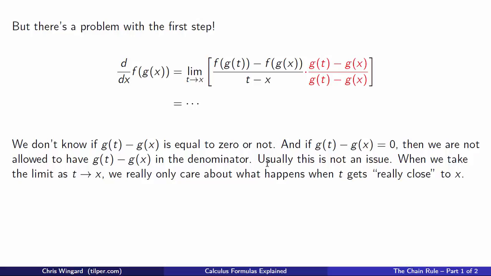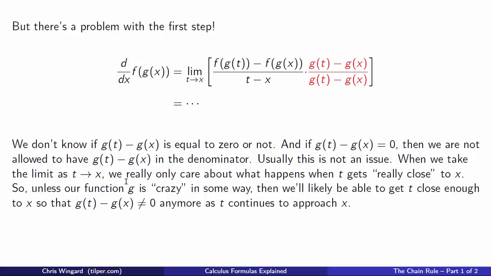Most of the time, this is not really an issue. For most functions that we encounter in practice, it's not going to be an issue. When we take the limit as t goes to x, we really only care about what happens as t gets really close to x. So unless our function g is crazy in some way, we'll most likely be able to get t close enough to x so that as t continues to approach x, we don't have g of t minus g of x being equal to 0.